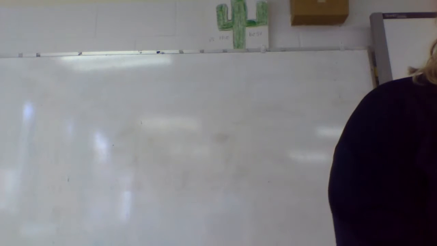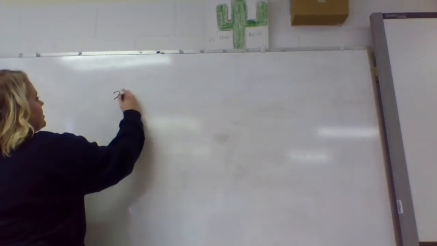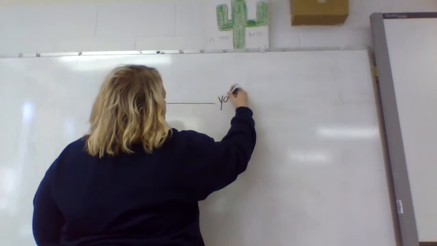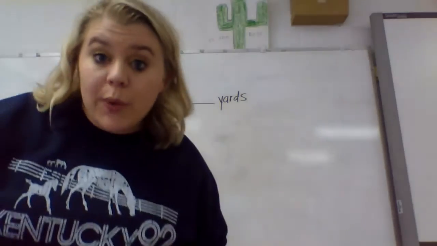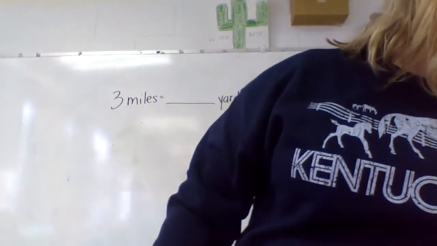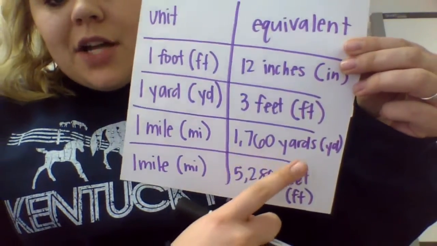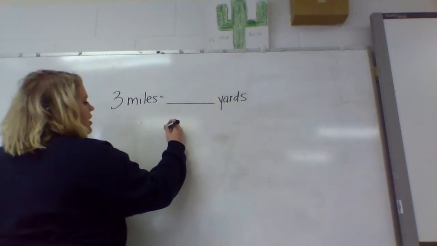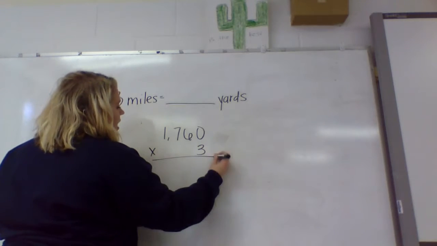So when we have problems such as 3 miles equals blank yards, we need to figure out what goes in that blank. So we need to remember how many yards are in 1 mile. There are 1,760 yards in 1 mile. So to figure out how many yards are in 3 miles, we would need to do 1,760 times 3.